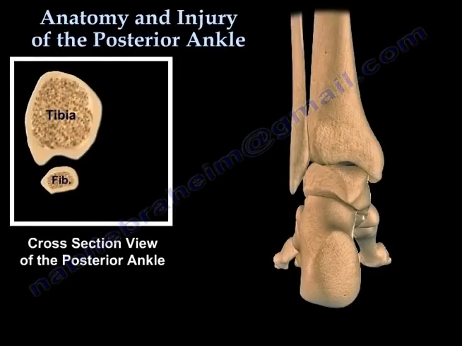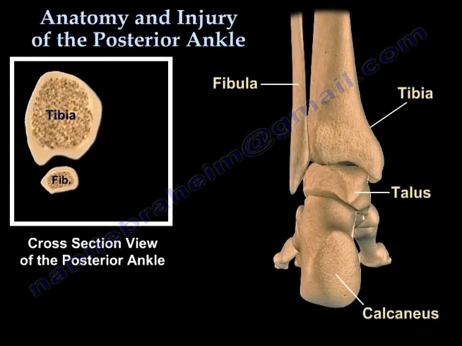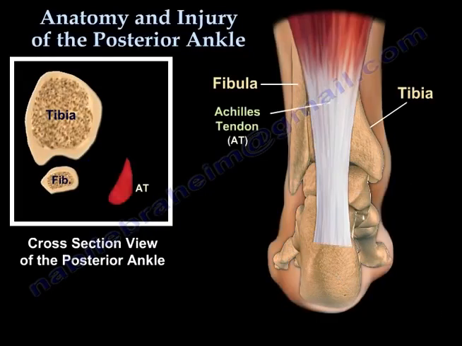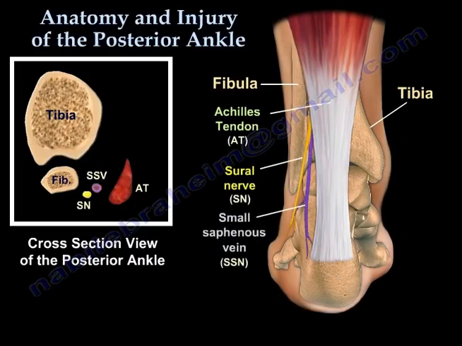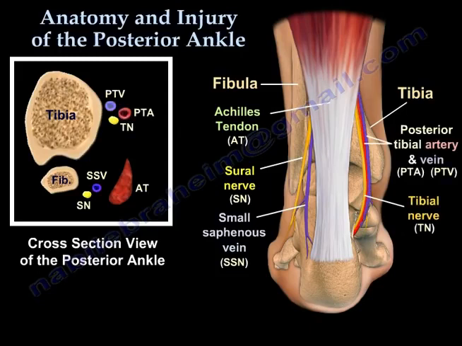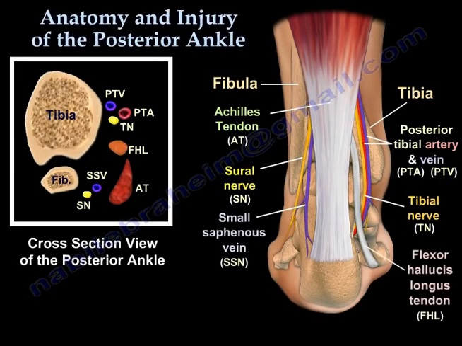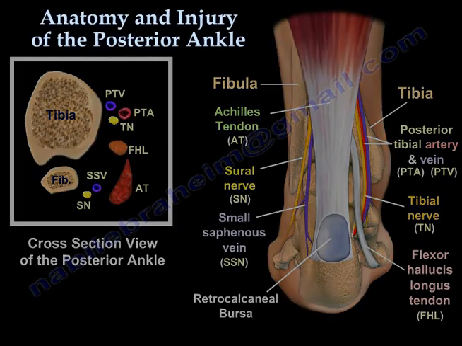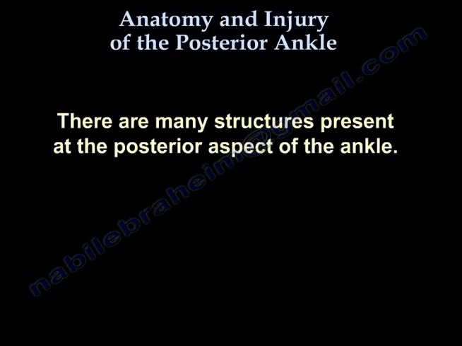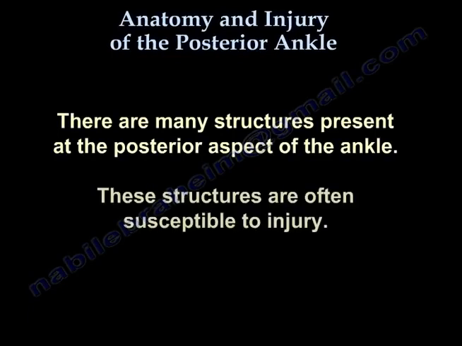Here you can see the tibia, the fibula, the talus, and the calcaneus. Achilles tendon, sural nerve, small saphenous vein, the tibial nerve, and the posterior tibial artery and vein, followed by the flexor hallucis longus tendon and the retrocalcaneal bursa. There are many structures present at the posterior aspect of the ankle.